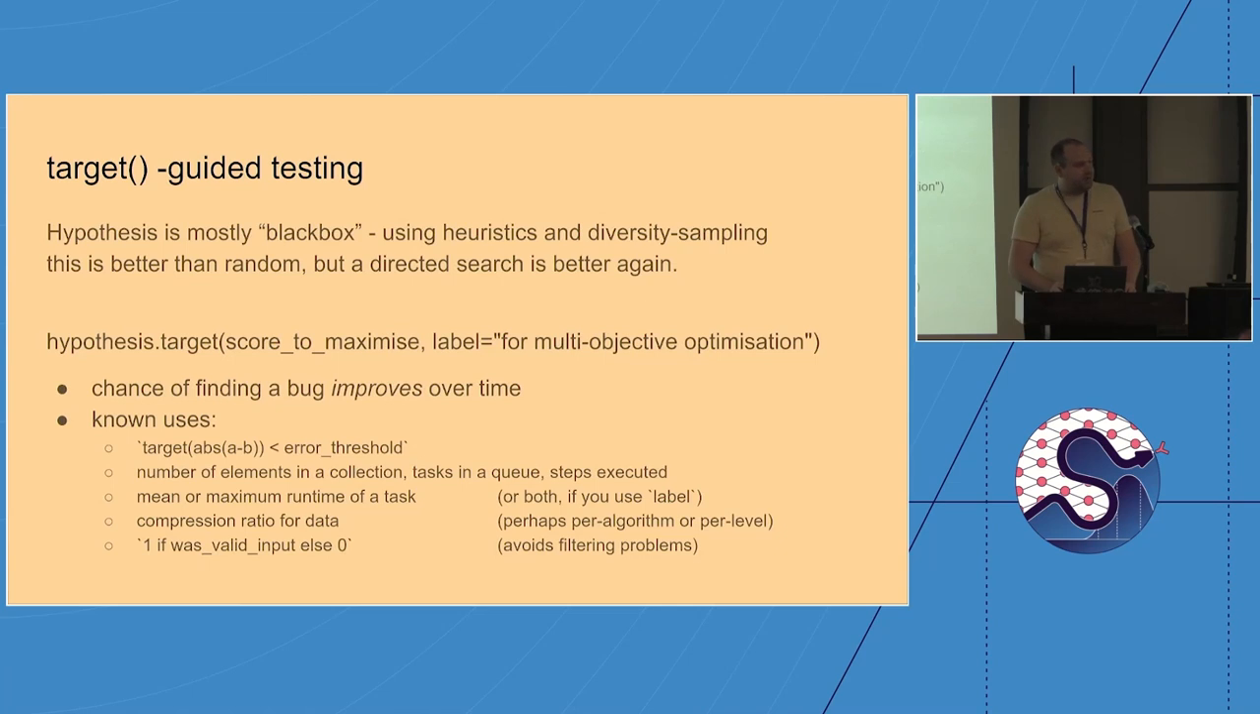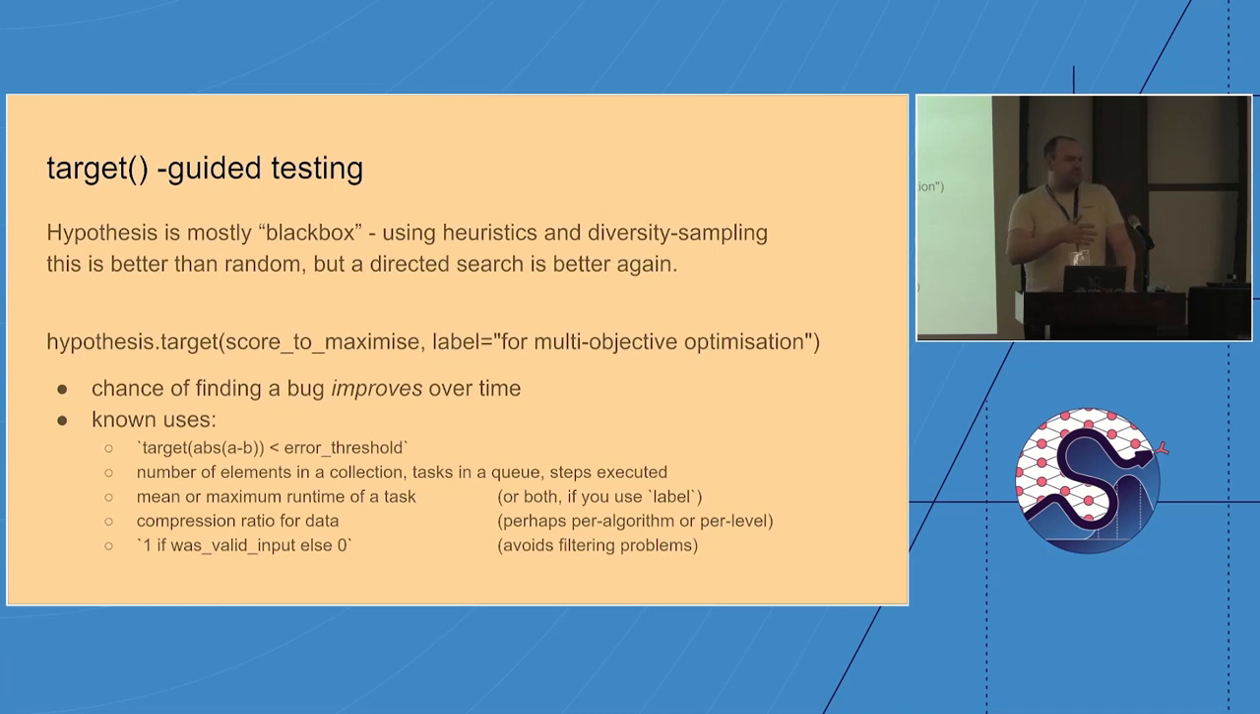Another neat trick, which I think is probably more relevant for scientific and numerical code than most, is what we call targeted or guided testing. So Hypothesis is mostly a sort of heuristically random black box explorer. Target gives it a particular label that it can try to optimize. So you feed it a number and optionally a label, and it will try to do a hill climbing search to maximize that. This is particularly useful, for example, if you're asserting that two functions produce the same output to within some epsilon. You'd say, try to maximize the difference between them. And that will often do much, much better than an unguided search.